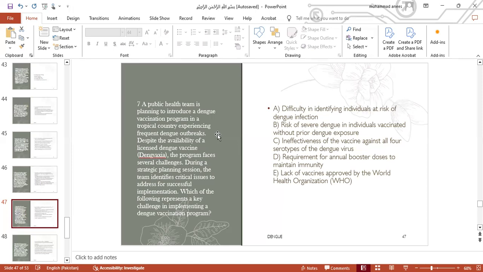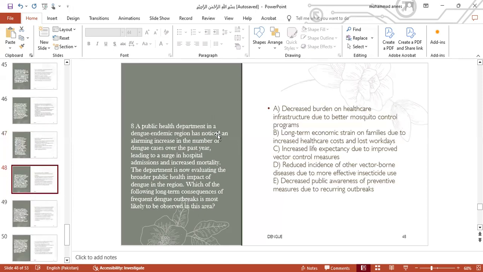So the correct answer is B. 8. A public health department in a dengue endemic region has noticed an alarming increase in the number of dengue cases over the past year, leading to a surge in hospital admissions and increased mortality. So the department is now evaluating the broader public health impact of dengue in the region.